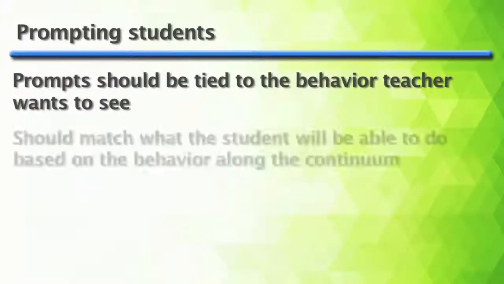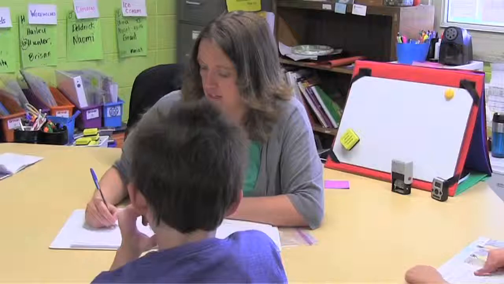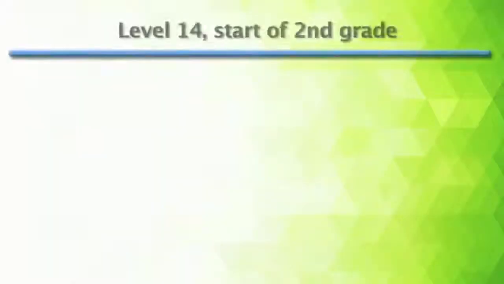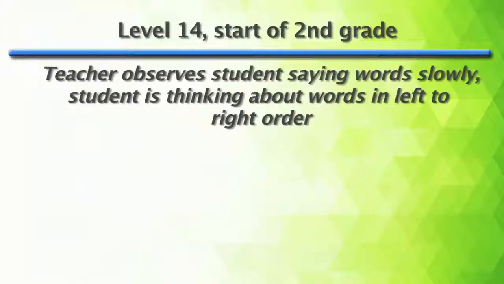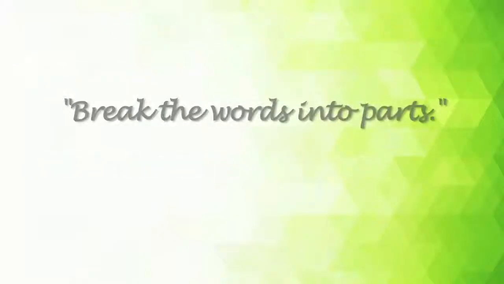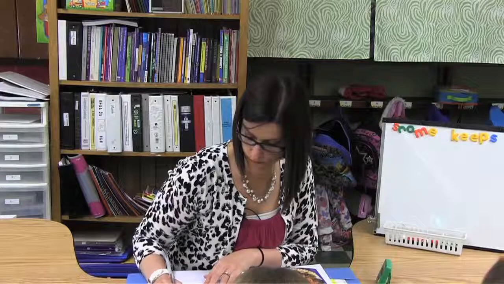The prompts are tied directly to the behavior that the teacher wants to see, and it must be something that matches what the student will be able to do based on her behavior along the continuum. The notes teachers take during reading inform them as they plan for prompting. For example, with this student, the teacher would have observed the student saying words slowly, so the teacher knows the student is thinking about words in left to right order. The student also knows word parts, so the teacher will prompt the student to break the word into parts when she comes to a tricky word in a reading. The notes tell us as teachers what our next move will be.